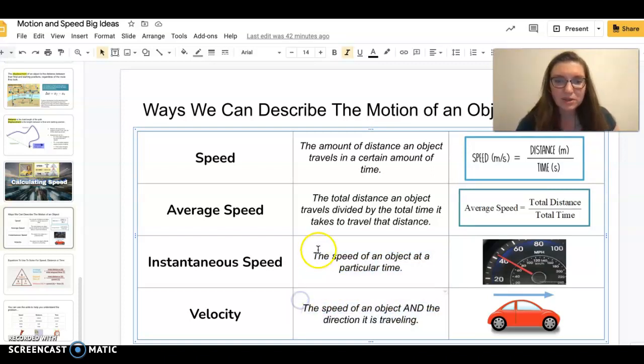The other example that we use for average versus instantaneous speed is a sprinter would want to know how fast they can go, what's their top speed, whereas a cross-country runner would want to know what their average speed is. How fast can they go on average over a longer distance? Velocity is the speed of an object and the direction that it's traveling, okay? So velocity takes into account the direction.